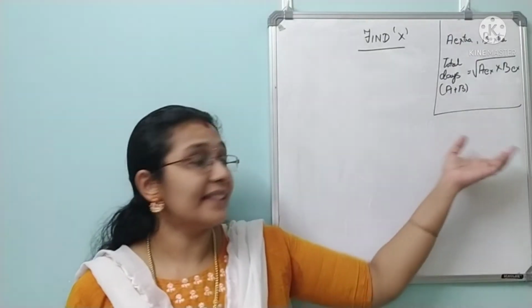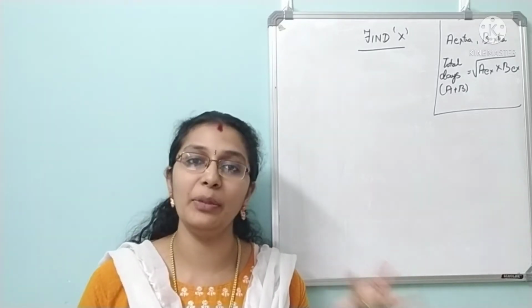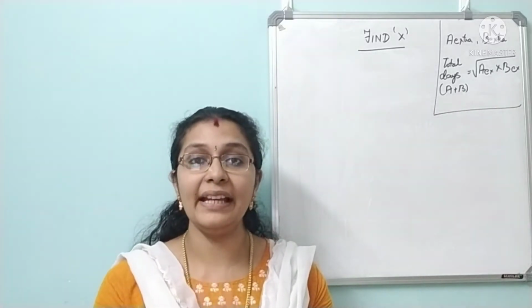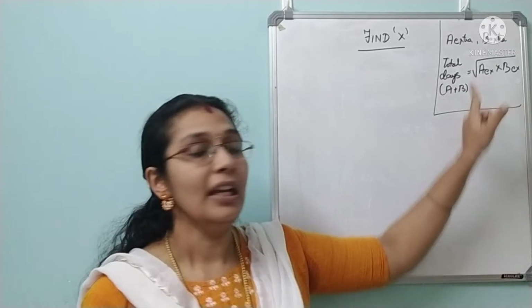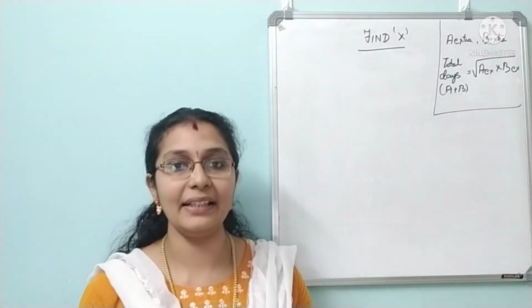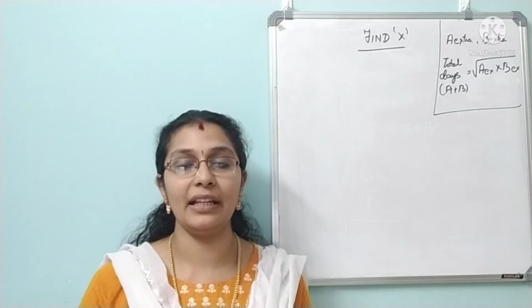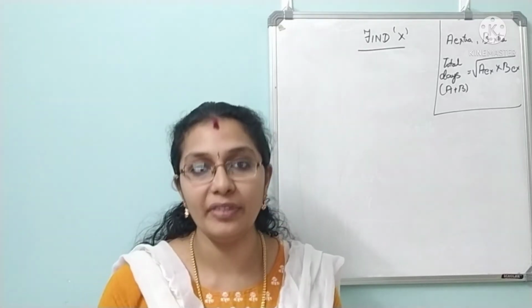Clear? As a shortcut, how we find the value of X, that is the time taken by both A and B together: we find the extra days taken by A and B separately and find the square root. That is, the square root of A extra days into B extra days will give you the total number of days taken by A and B to work together. Now we will go with the next question.